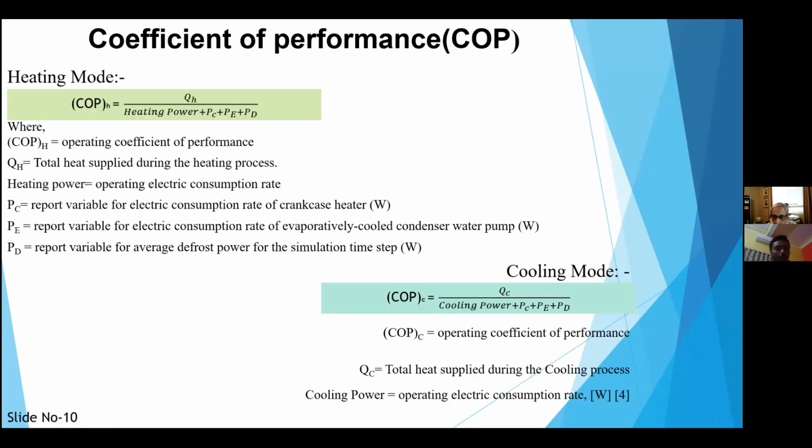So this is the coefficient of performance, to find the COPH in heating mode and COPC in cooling mode. Now, in this equation, we can see that the heating mode COPH is equal to QH divided by heating power plus PC plus PE plus PD, where PC is the report variable for the electric consumption rate of the crankcase heater, PE is the report variable for the electric consumption rate of the evaporatively cooled condenser water pump, and PD is the report variable for the average defrost power of the simulation time step. And the same applies for the cooling mode, where QC is the total heat supply during the cooling process.